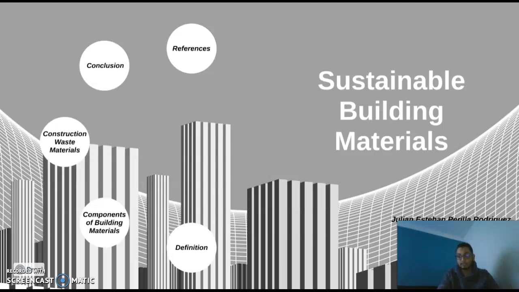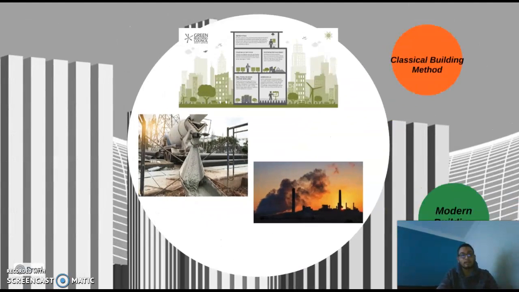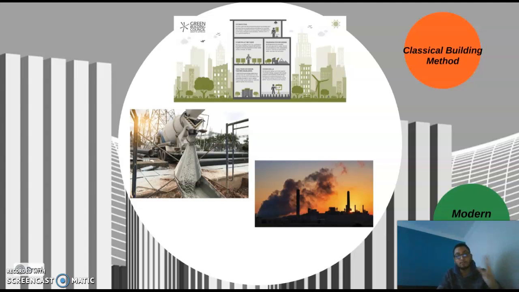But before we get started, it's necessary that you know some background, so I'm going to explain the definition. You can see different pictures, for example, a green building house and two pictures about concrete and fossil fuels. But what is the reason behind these pictures? The reason is that you need to know the differences between the classical building method and the modern building style. So let's get started.